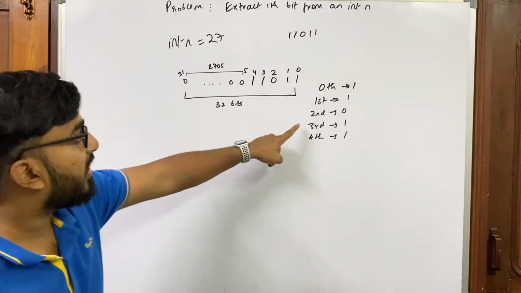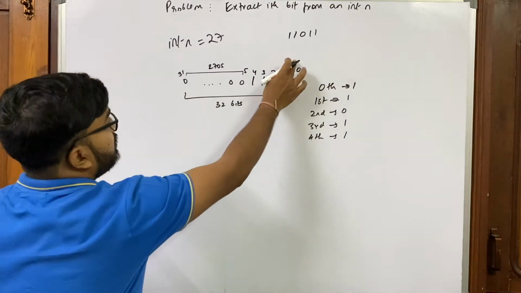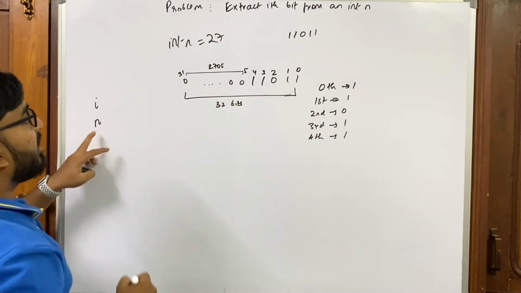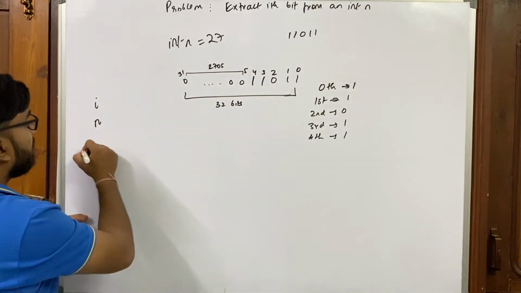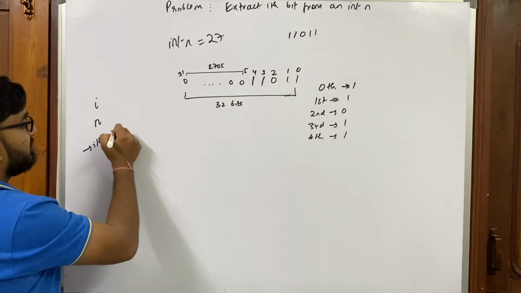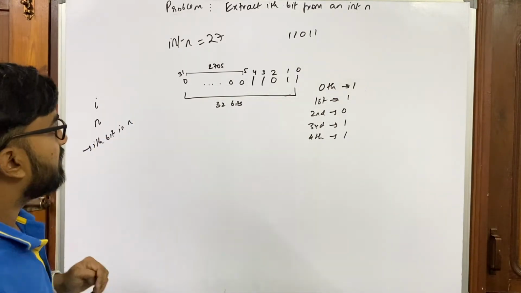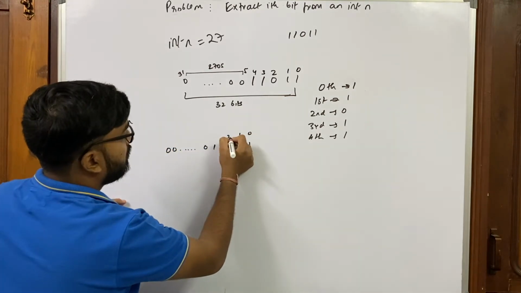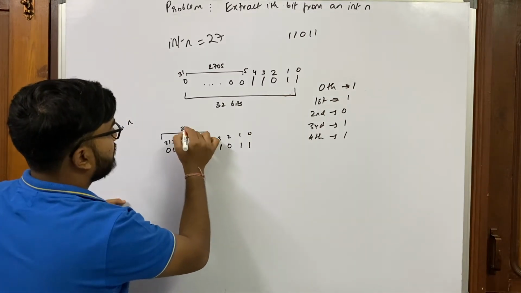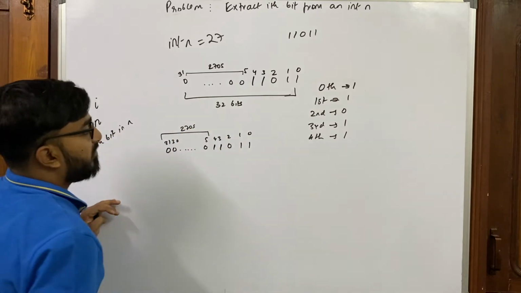Given a value of i, which can be between 0 and 31, and given a value of n, the bit representation of which we are looking at, give me the ith bit in n. This is our problem. So how do we solve this? Let me write this separately. Bit numbers 0, 1, 2, 3, and so on. These are 27 zeros, and these are the remaining 5 bits.